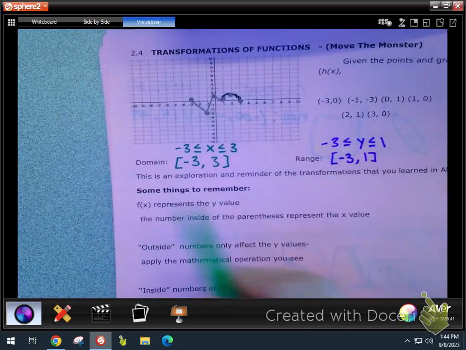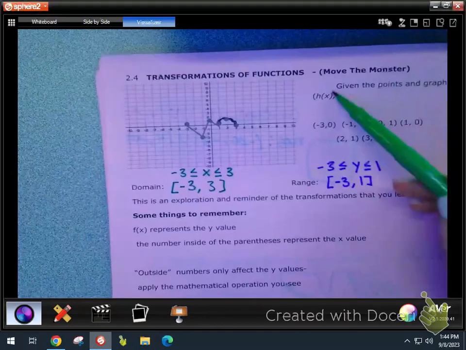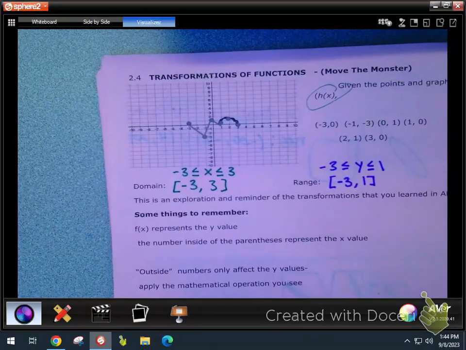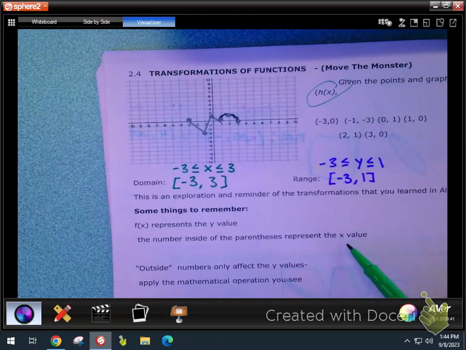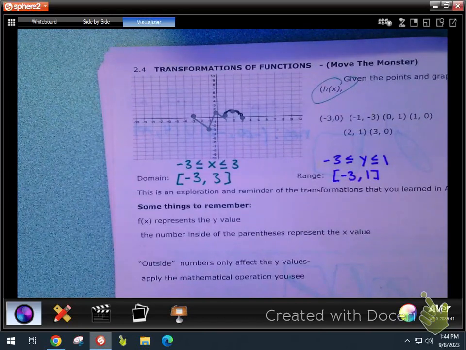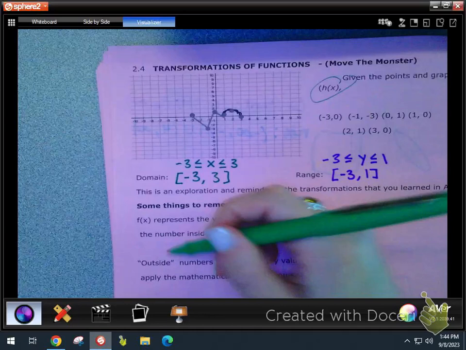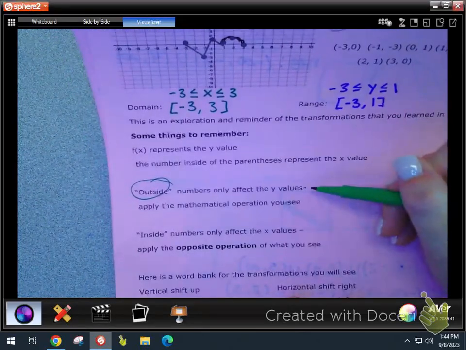Okay, so a couple notes to remember. f of x is the same thing as y. So if you see a function and they call it f of x, or we call this one h of x, whatever, the number inside the parentheses represents the x value. So if they're wanting to do f of 2 or f of x plus 2, they're talking about x's like that. Outside numbers affect the y. I'm going to talk a lot in transformations about outside versus inside.